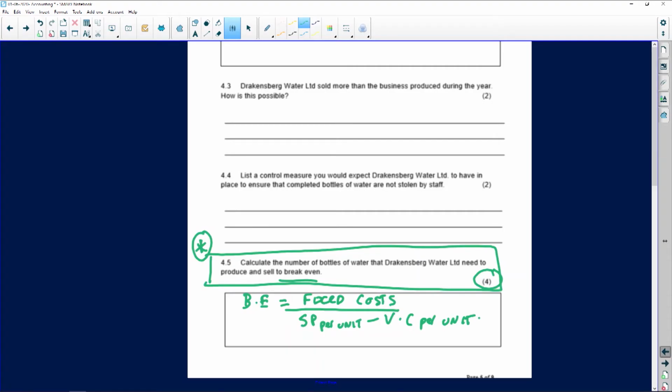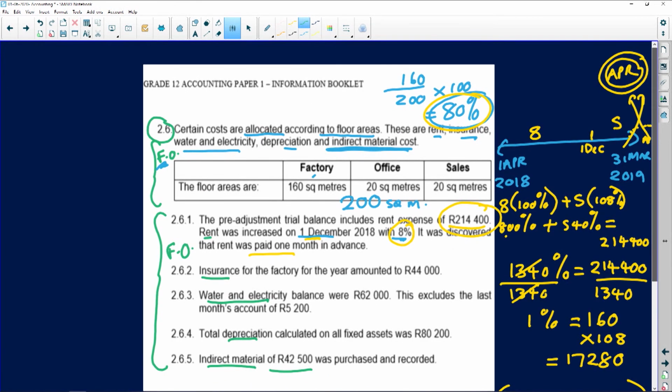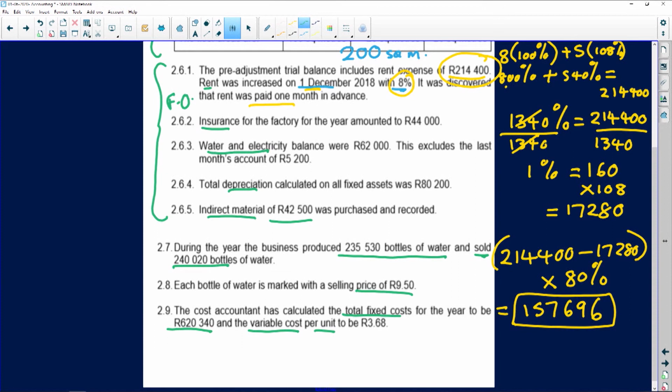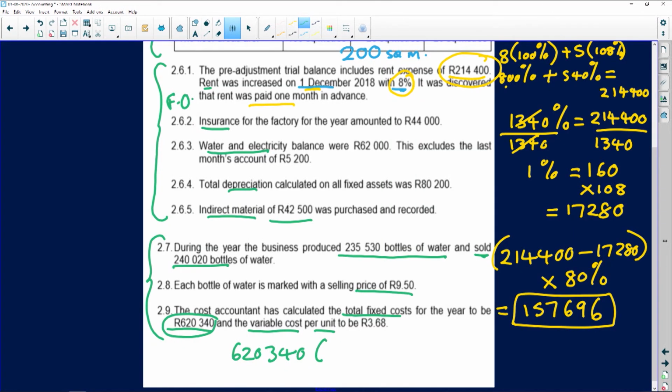Okay, so my fixed cost, if I go to my information, right, and I'm now looking at the information that is given to me at the bottom. Okay, so I'm looking at this information here, guys. The cost accountant has calculated total fixed cost for the year to be an amount of 620,340. Now this amount is obviously given, but in the event of this amount not given, what makes up fixed cost? So remember guys, fixed cost is the sum of your factory overheads. Okay, so you're going to take your factory overheads, and to that you will then add your admin cost.